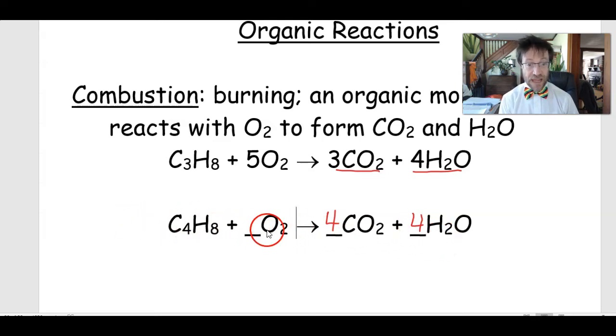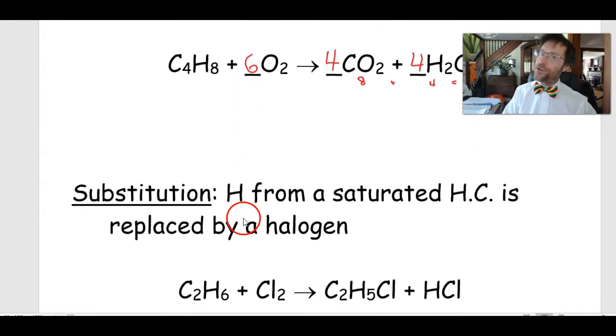Now for oxygen, I have 1 times 2. 4 times 2, well, that's 8 for oxygen, and 4 times 1. So I have 12 in all. So what times 2 gives me 12? 6. Boom! Balanced chemical equation. Don't even act like you're scared of that, because I know you can do it.